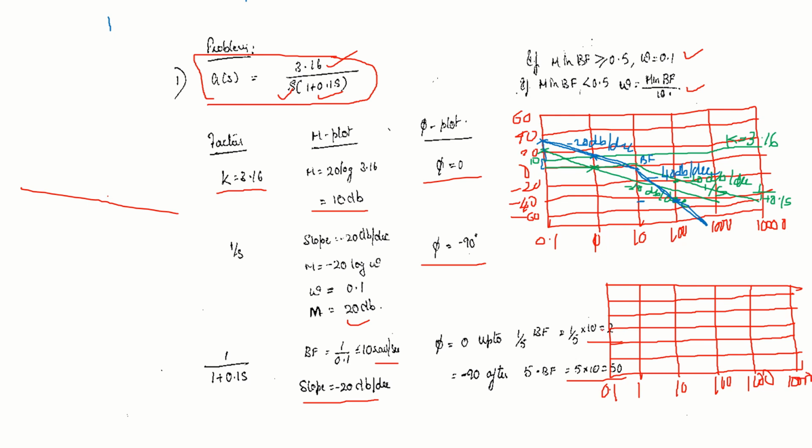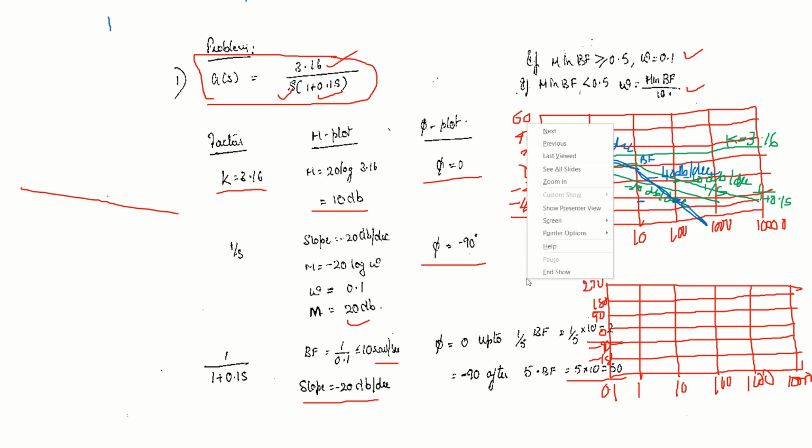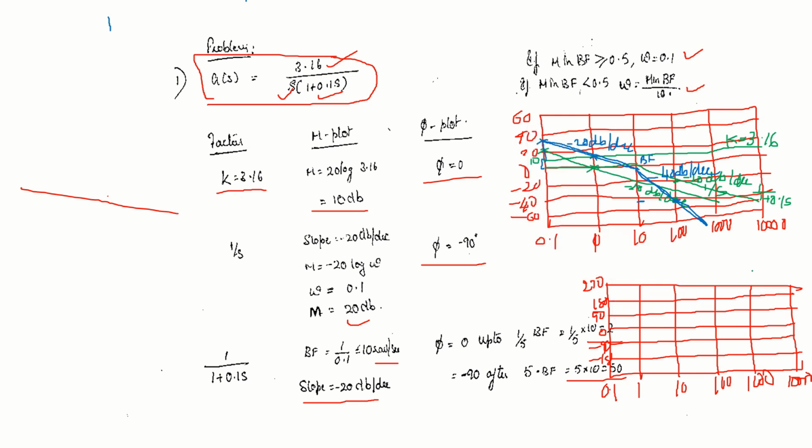This is 0 degree, minus 90, minus 180. Plus 90, plus 180, plus 270. You mark this. Then let us draw the phase angle plots. For 1 by S, this is 0 degree, and another one is minus 90 degree. Draw the minus 90 degree line. That is the 1 by S plot.